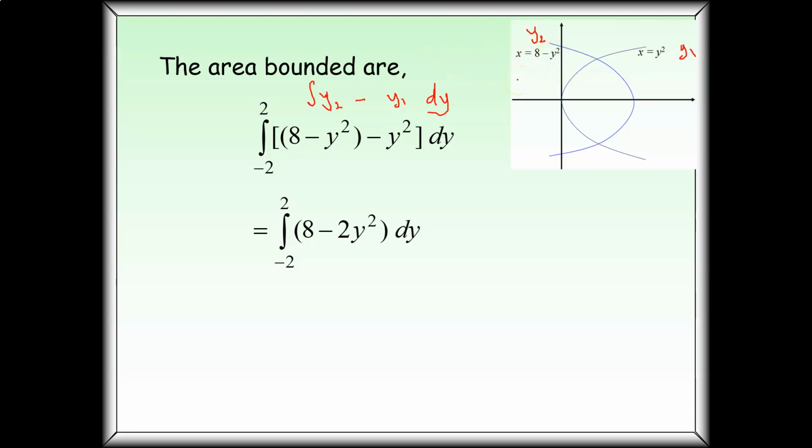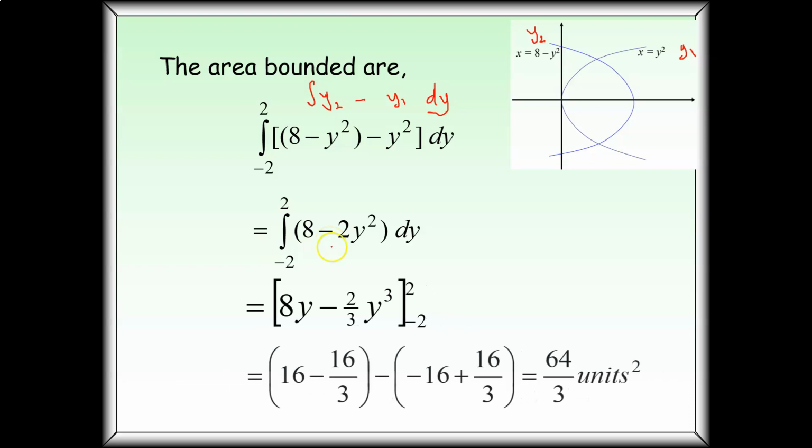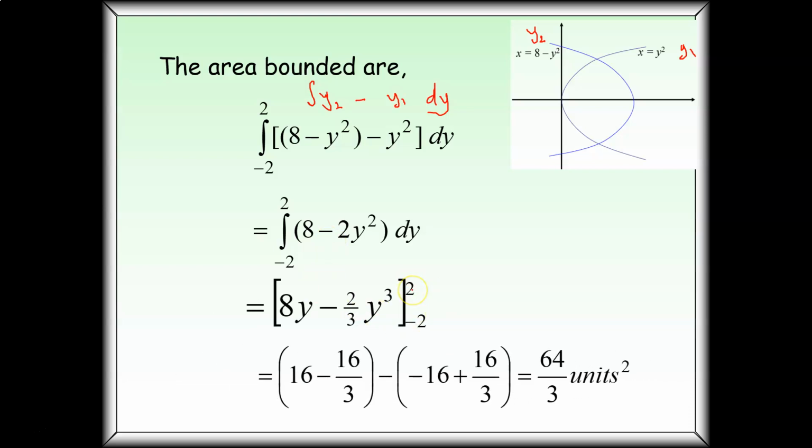Y2 ni yang besar. Kenapa saya kata this one yang besar, sebab dia punya curve tu ke sebelah kanan. Dia menggembung, curving to the right kan? This one pula dia gembung ke sebelah kiri. So this one is larger. Kita consider this one is the largest value lah. So this one 8 minus y square minus y square. So you get this part. So sama jugalah. You integrate macam biasa, then you substitute the value, then you get the final answer 64/3 unit square.